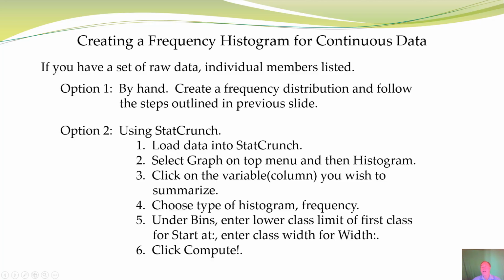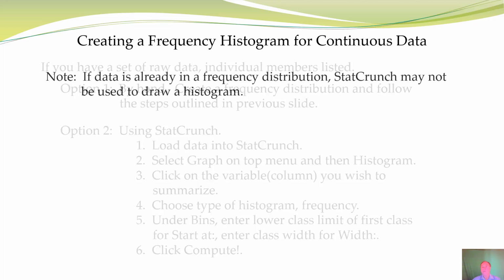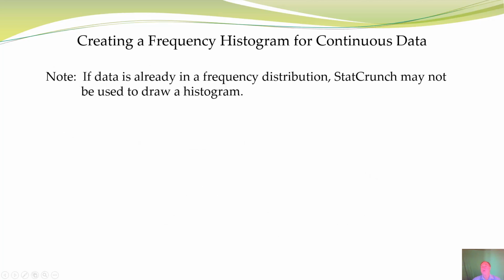First, you would load the data into StatCrunch, select Graph on the top menu, and then Histogram. Click on the variable column you wish to summarize. Choose type of histogram, frequency. Under bins, enter the lower class limit of the first class for start at. Enter class width for width. Click compute. If data is already in a frequency distribution, StatCrunch may not be used to draw a histogram.